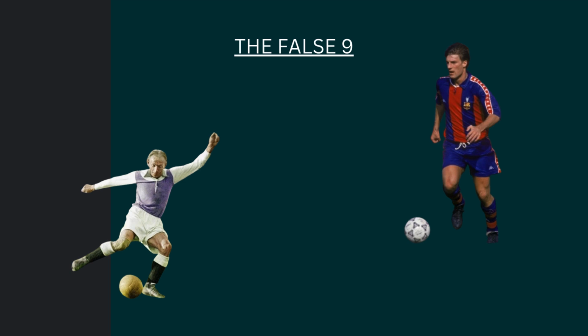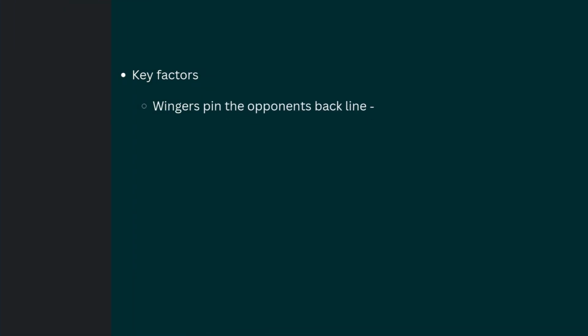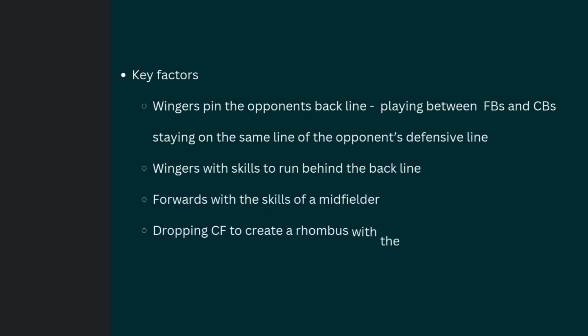But of course, the most well-known false nine is Lionel Messi. Messi was used as a false nine under Guardiola, mainly due to his ability to receive between the lines and penetrate with his unique dribbling. For the false nine concept to be successful, some important elements and movements must first be implemented. Proper timing is a huge key factor to put opponents into trouble.